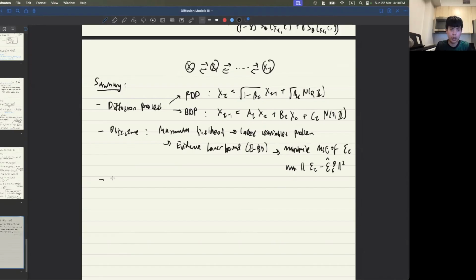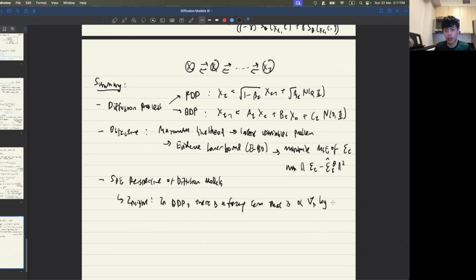Then today we went through the stochastic differential equation perspective of diffusion models. This is really a natural extension from the Markov chain perspective, because the Markov chain perspective is really saying at every time step you proceed on to the next state or the previous state. So the time step is kind of discrete, but in stochastic differential equations, we just view time as a continuous variable. The insight that we got from it is that in the backward diffusion process, there is a forcing term that is proportional to the score or the gradient of the log probability density. And we need that term because we want to reconstruct the signal from the noise.